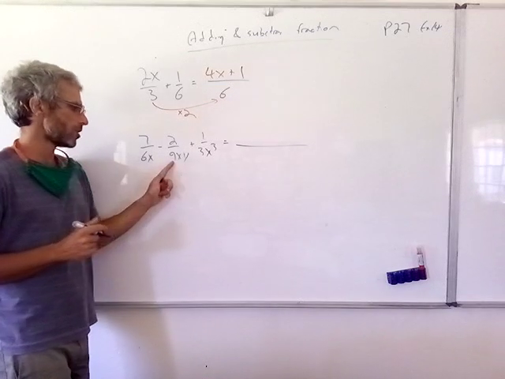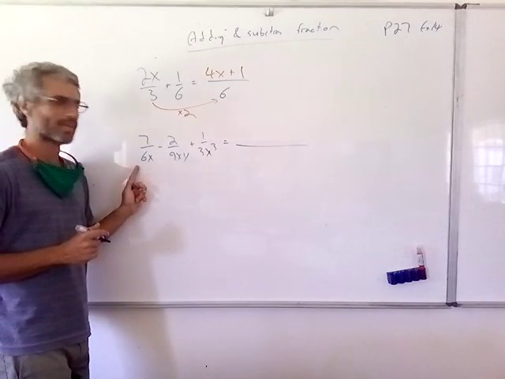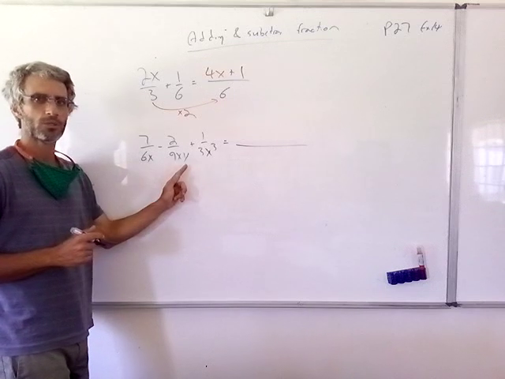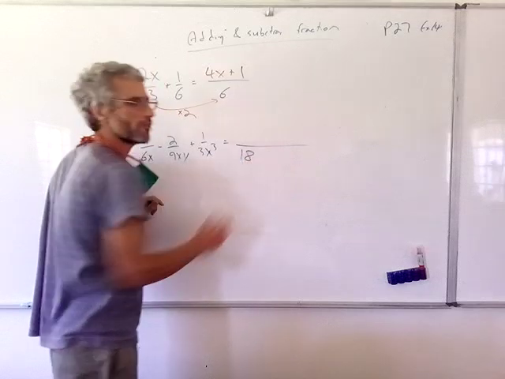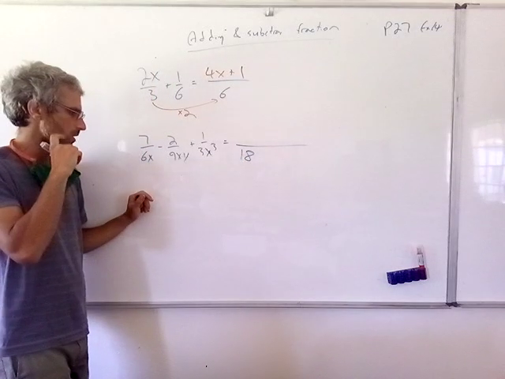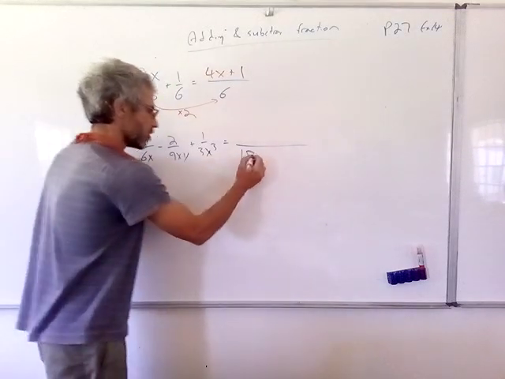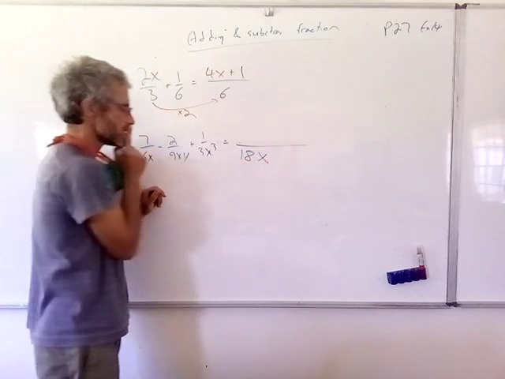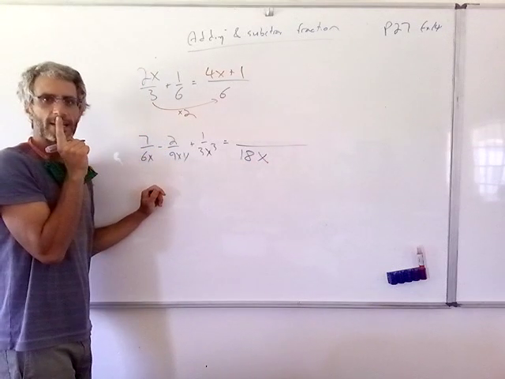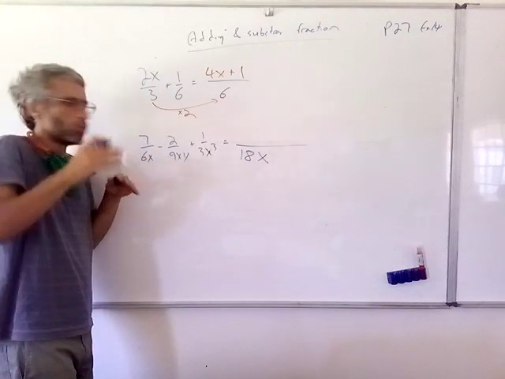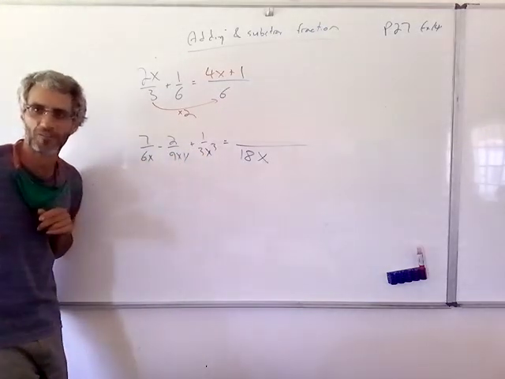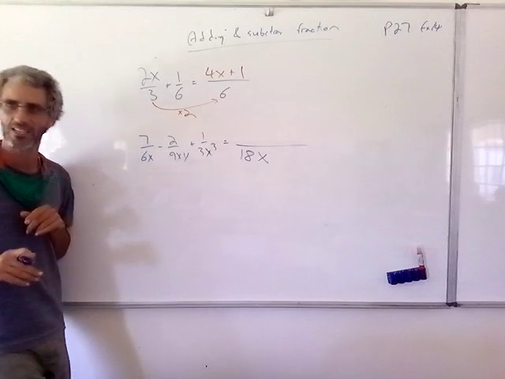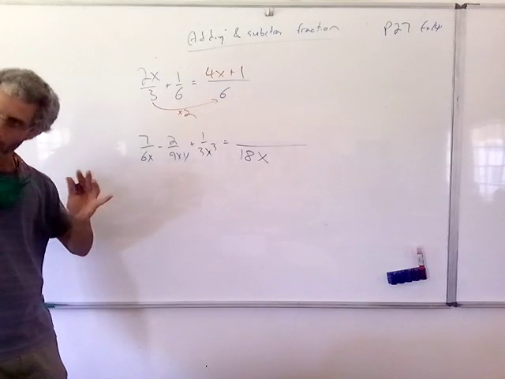So 9 will be a bit of a problem because 9 is not a multiple of 6. 18 is a multiple. We're looking for a multiple, not a factor. So 18, and you've got x, but we're looking for the common multiple. We've got x and x is fine, but this is x cubed. x is not a multiple of x cubed, it's a factor. So we're looking for the highest one. What will it be?